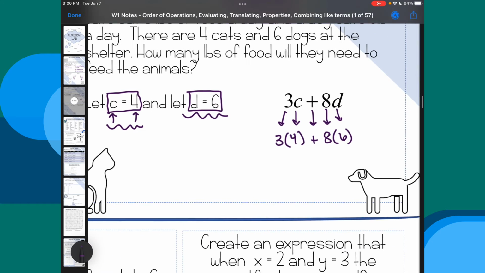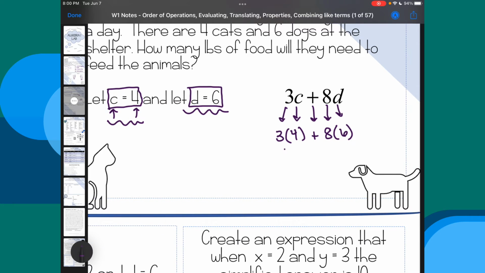From there, we just calculate the answer using PEMDAS. So multiplication, then we have more multiplication, then we add these two values together for our final answer. The shelter will need 60 pounds of food to feed the animals.